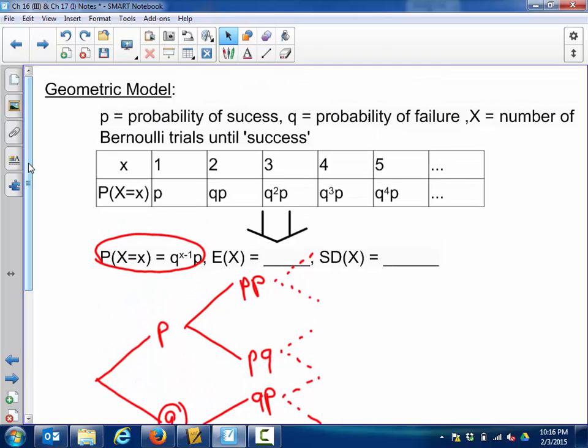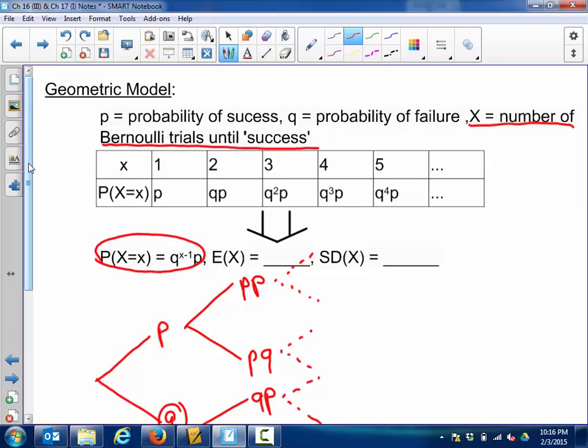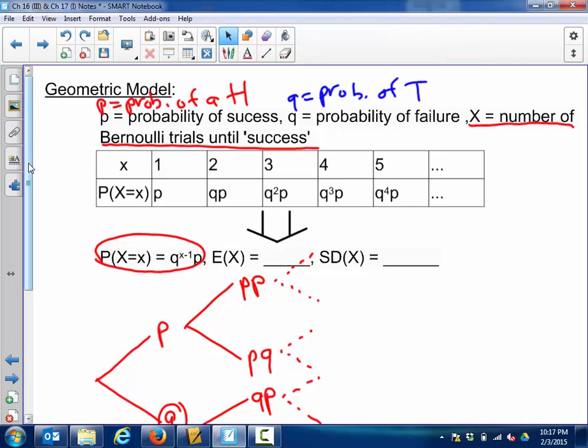So the geometric model says, let's just keep track of the number of trials until we have a success. So if you're talking about a coin flip, maybe you've defined P to be the probability of success. Maybe in this particular case, P is equal to the probability of a head on a coin flip. And maybe Q is equal to the probability of a tail then.